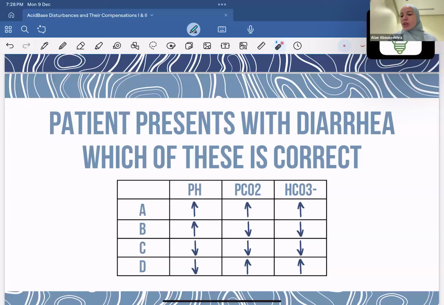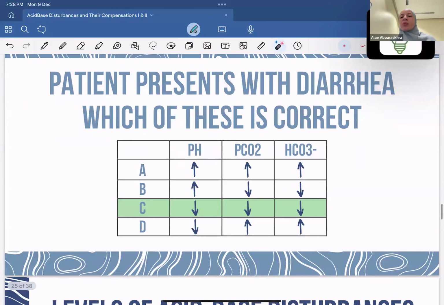Yes, they're equal because the bicarbonate is going down and pH is going down. So that means that this one is the correct answer because it's a metabolic acidosis. And CO2 here is compensating because it's in the same direction as the bicarbonate. Okay, so yeah, we can tell that C is the right answer.